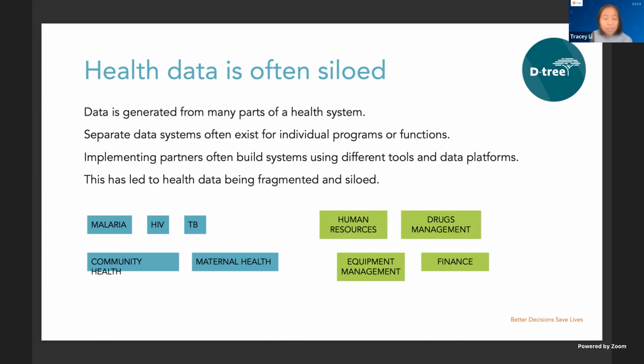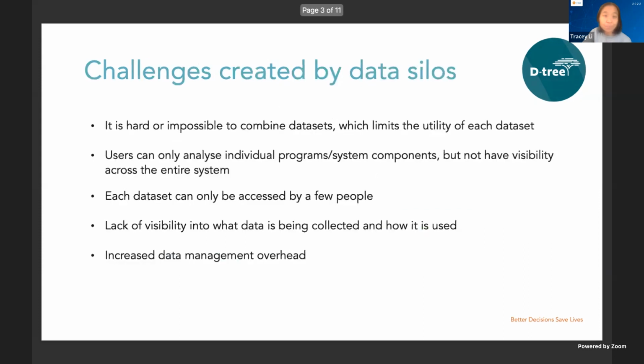Then, as I've mentioned, different implementing partners, when we're working with governments, we might often build systems using our own choice of tools and data platforms. So there isn't one platform that everyone everywhere uses. There are many different ones. And so everybody might be using different technologies and tools. And so that combination means that health data is often fragmented and siloed.